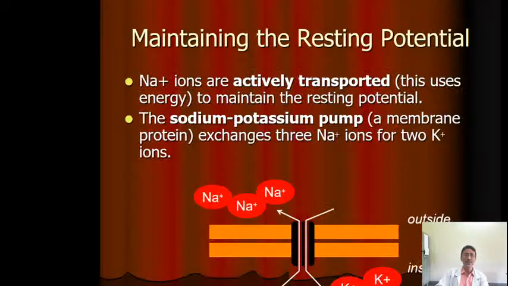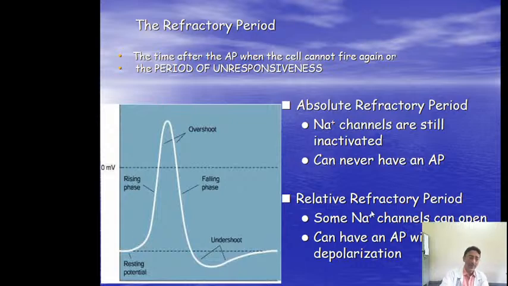Then there is another period which you should know, the refractory period. The refractory period is the period where the nerve cannot fire again. This period of unresponsiveness is known as the refractory period. There are two refractory periods, absolute and relative. In the absolute refractory period, any strong stimulus given will not generate a response because the sodium channels are still inactivated. Whereas in the relative refractory period, some sodium channels are still open. A strong stimulus can cause depolarization. Hence, in the relative refractory period, the nerve or the muscle will respond to a stronger stimulus.